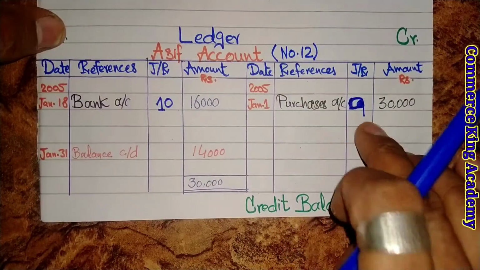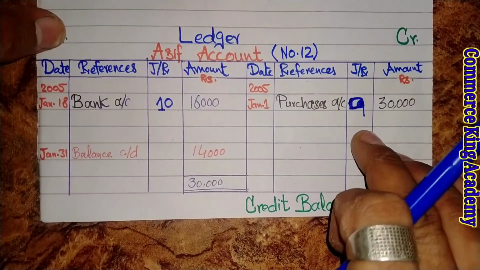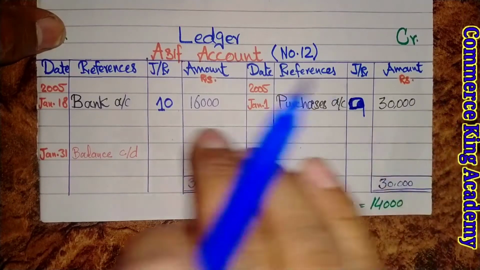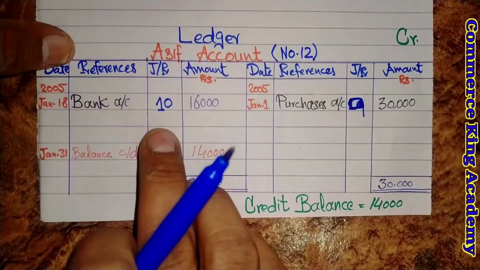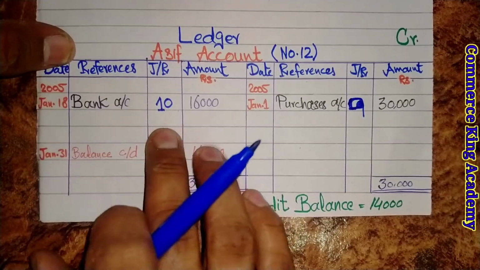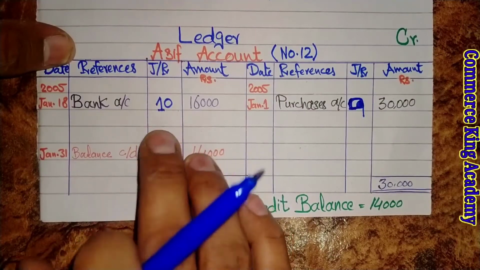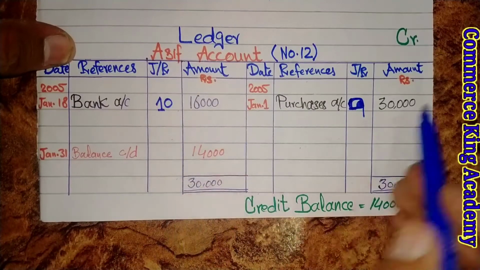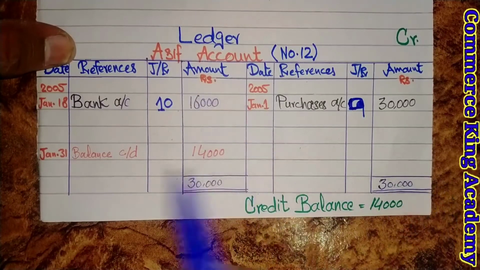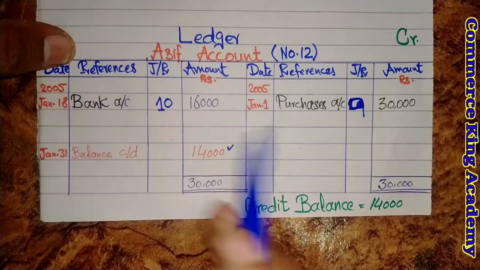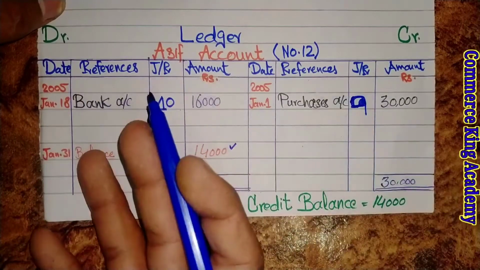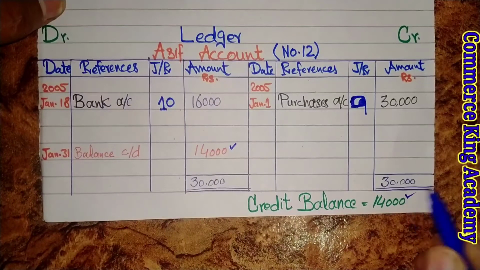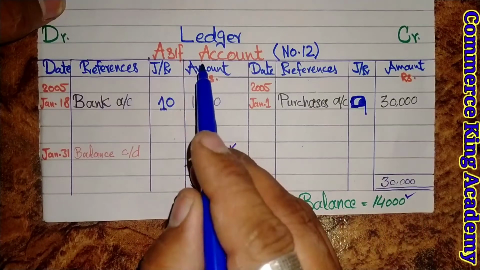This has journal reference number 9 because it exists on journal account page number 9, and this entry has journal reference number 10 because the address of this entry exists on page number 10 of the journal account. After calculation of both sides, we have a difference of 14,000 rupees on the debit side. So ultimately we have a heavier credit side than debit side, and so we have a credit balance of 14,000 rupees in the ledger account of Asif.